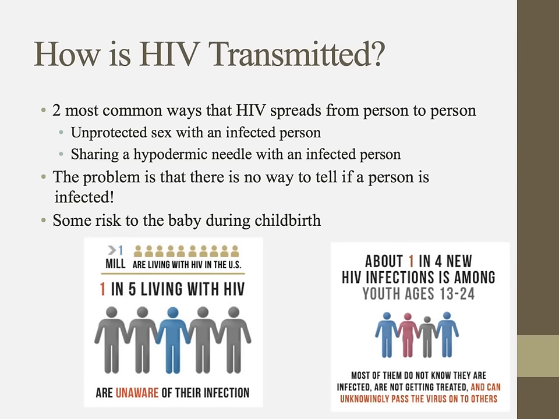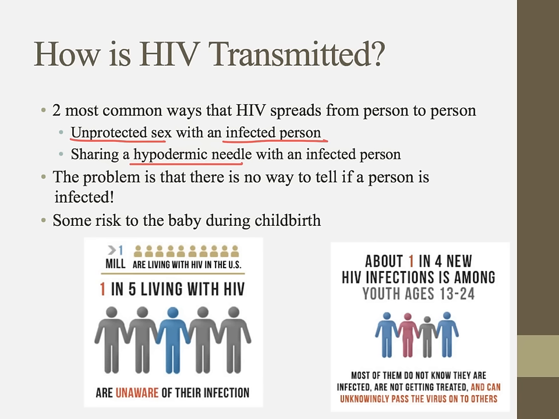So how is HIV transmitted? Two major ways that we often find in epidemiological studies are unprotected sex, and it has to be with an infected person. You can't just get it because the gods are angry at you for having unprotected sex. It doesn't work that way. It has to be unprotected sex with an infected person or sharing a hypodermic needle.